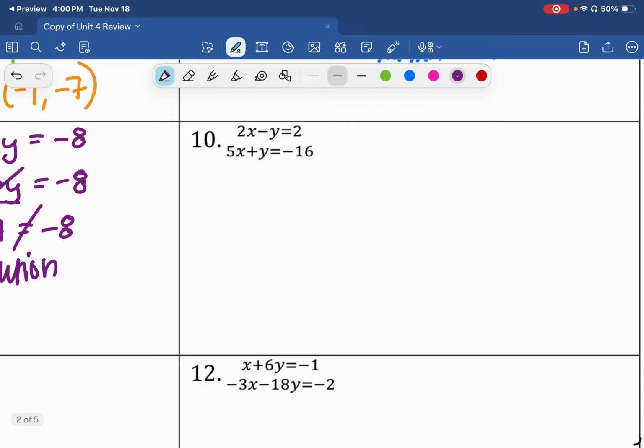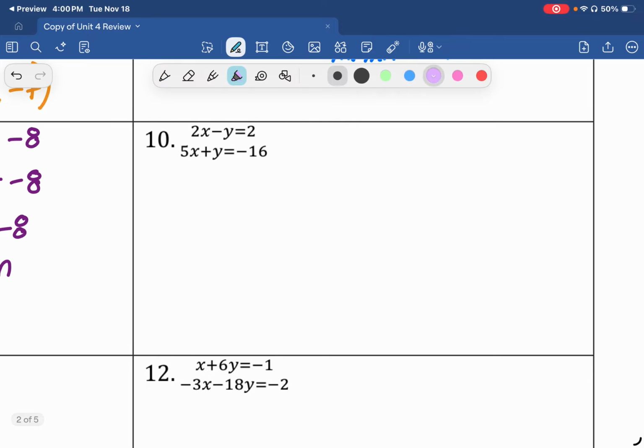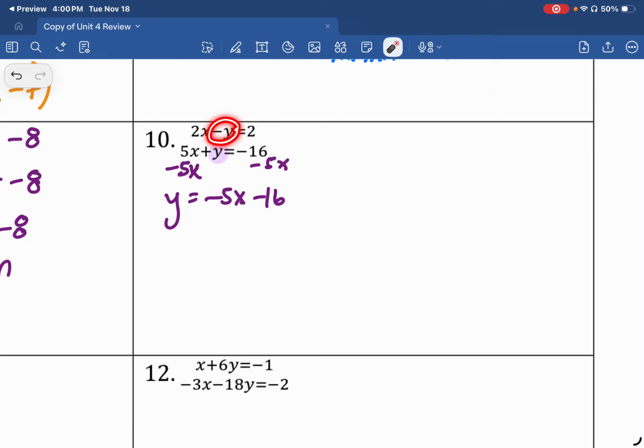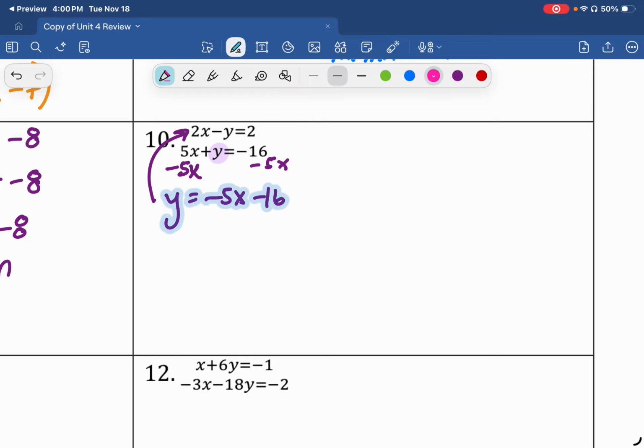Number 10, the easiest one to solve for here would be y. So I'm going to solve that for y by subtracting 5x on both sides. So I get y is equal to negative 5x minus 16. I also could have done this with x, but again, this one's positive, so I'm going to do it because it's a little bit easier. One less step. And then I'm going to plug that into that first equation. So we're going to do 2x minus y, but our y is negative 5x minus 16. And then we equal 2.